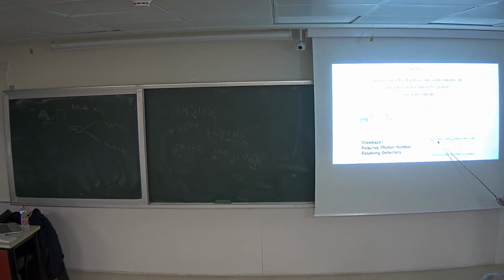And once again, you see these narrower and narrower features. This is the classical, the black one here, I think. And then as you increase the photon number in the return signal, you get narrower and narrower. Why do I want a narrow signal?